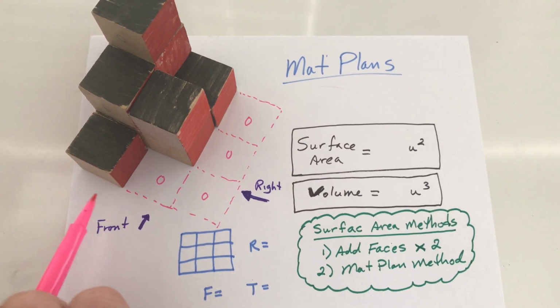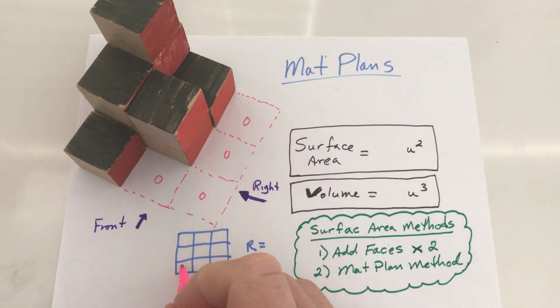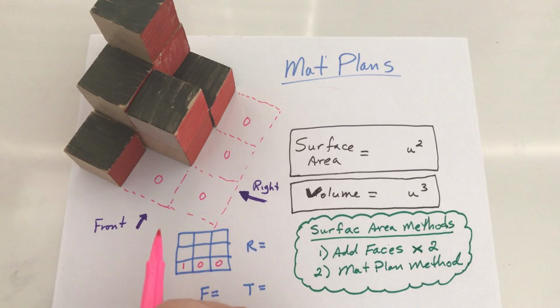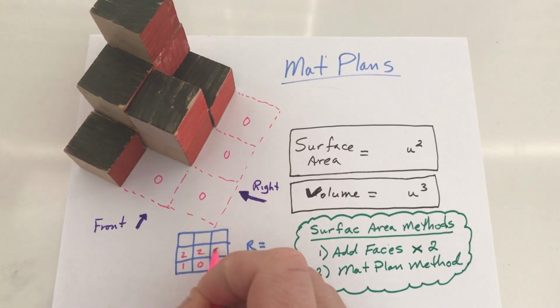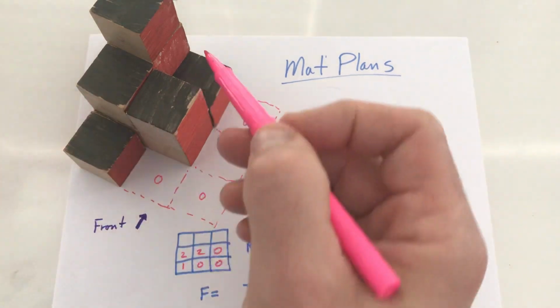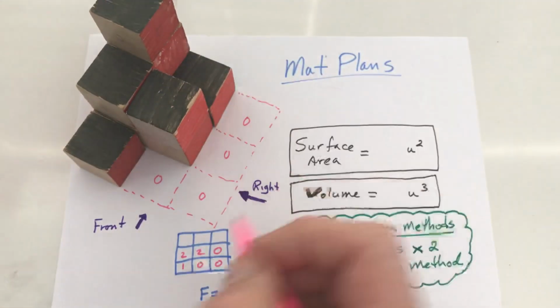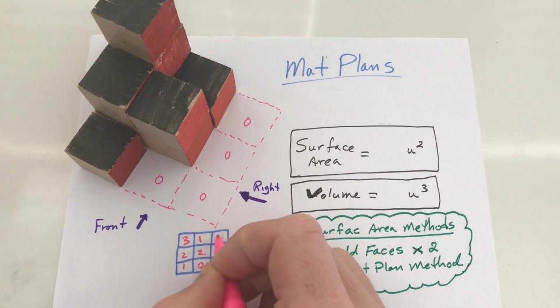But we're just going to say from the front, how many cubes do you have across the front? Well, we've got 1, 0, 0. I'm going to write that down here on the mat plan as well. So it goes 1, 0, 0. Then I go to the next row back, I've got 2, 2, and then 0. So 2, 2, 0. And then across the back, you can see I've got 3 stacked high, then 1, and then 0. So it goes 3, 1, and then 0.